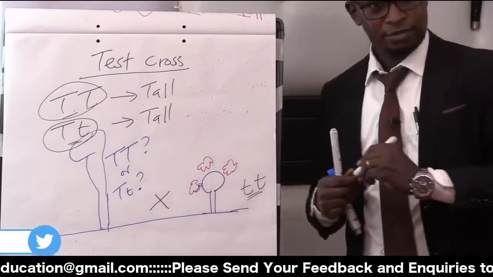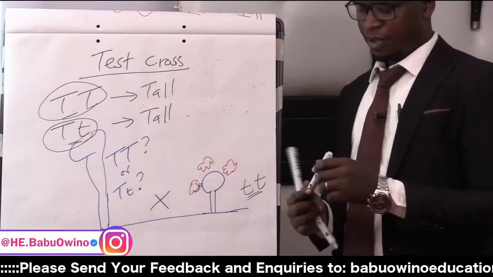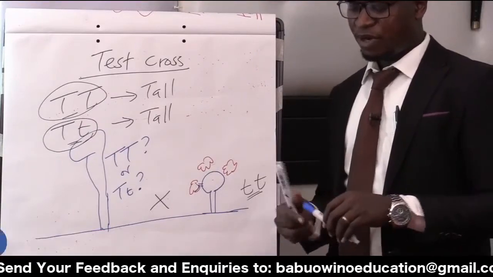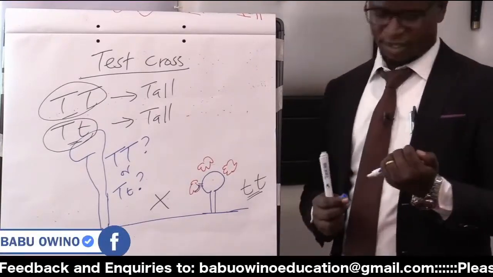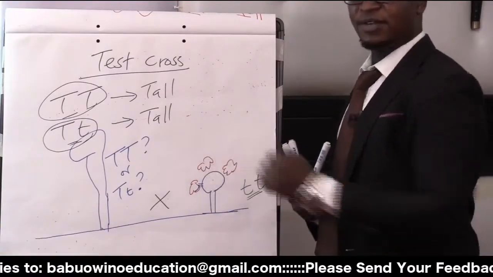After crossing, I will cover these flowers, maybe with a polythene paper. The reason for covering is to ensure that pollen grains from another plant do not come in to fertilize the flowers here.